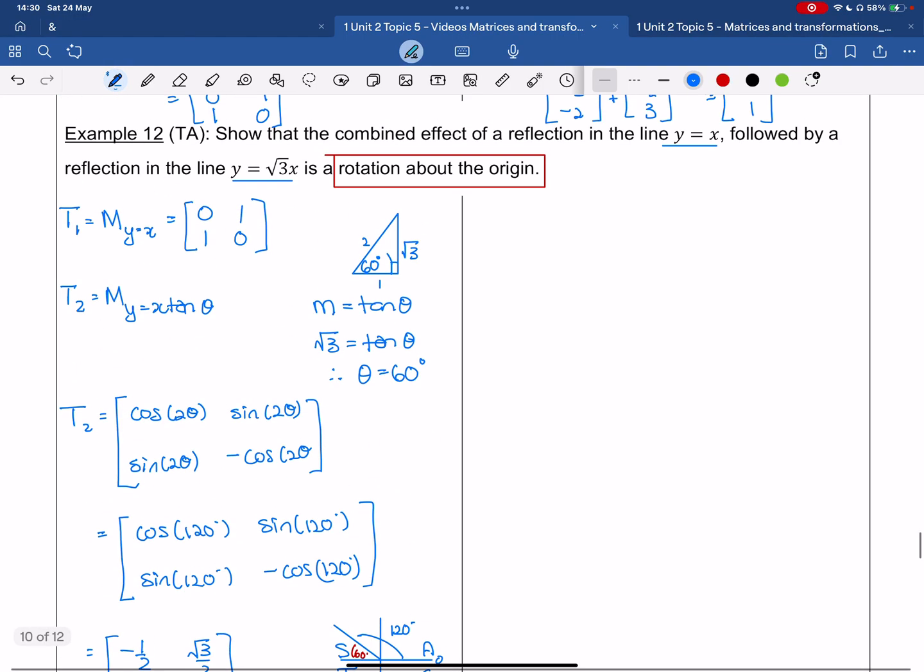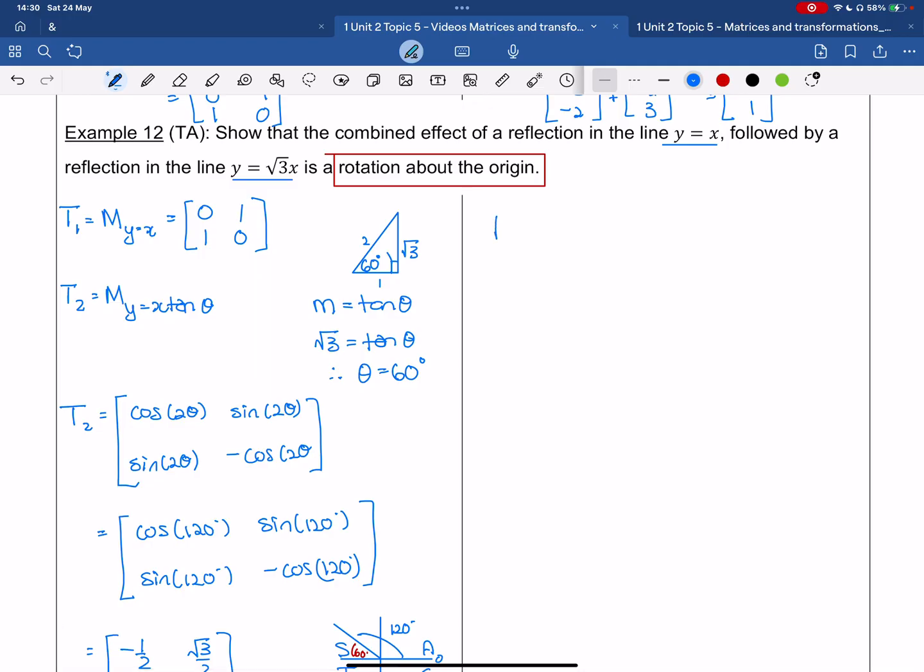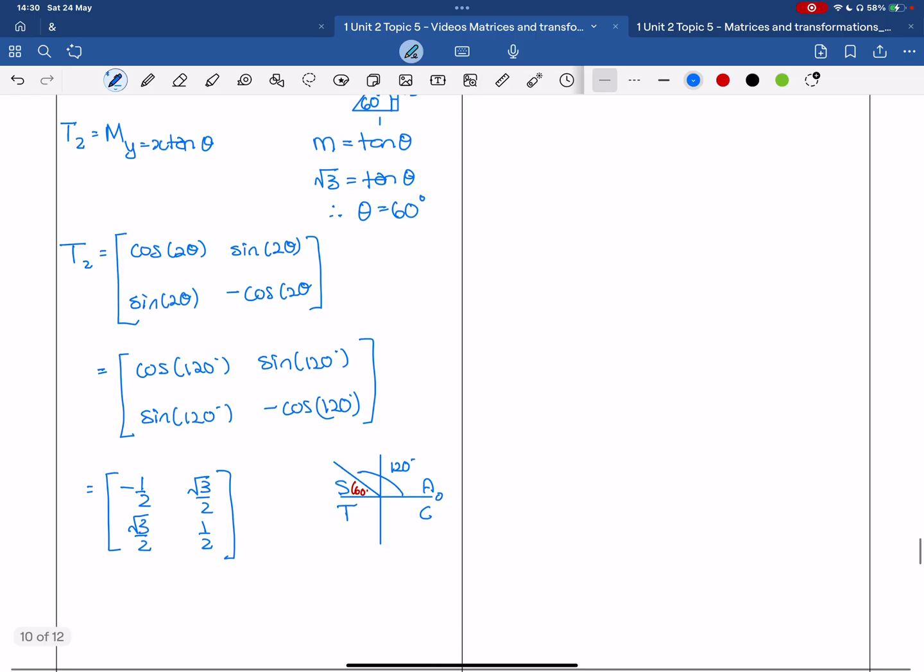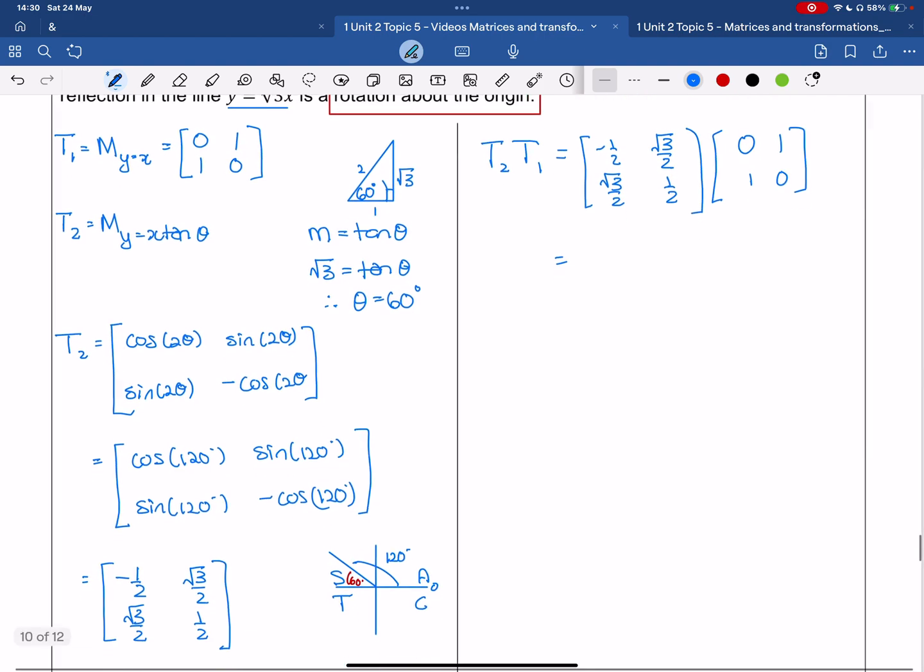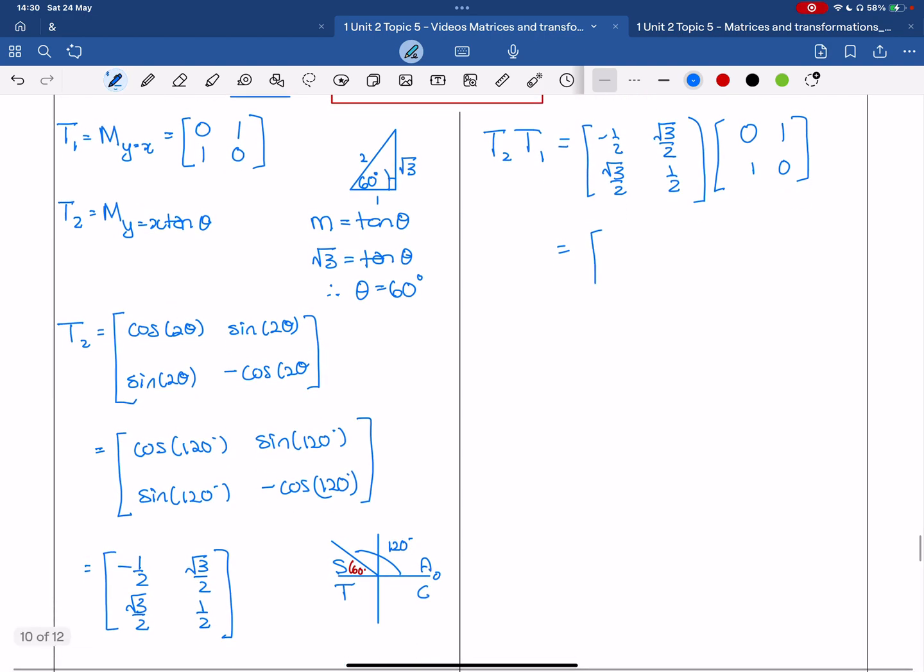All right, let's have a look now. We're going to have to do our transformations in the reverse order that they happened. So we've got negative a half, root 3 on 2, root 3 on 2, positive a half, and we're multiplying that by (0, 1, 1, 0), and that gives us another matrix that is root 3 on 2, negative a half, a half, root 3 on 2.